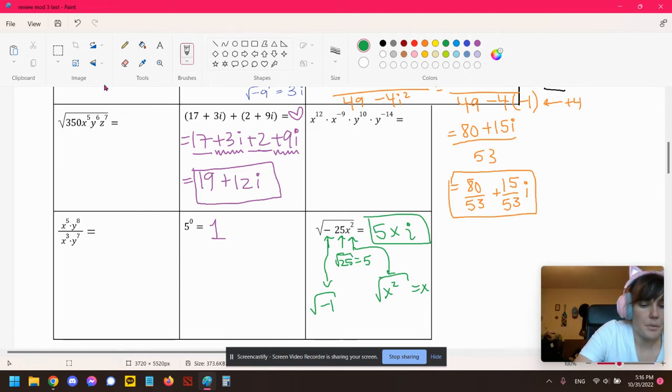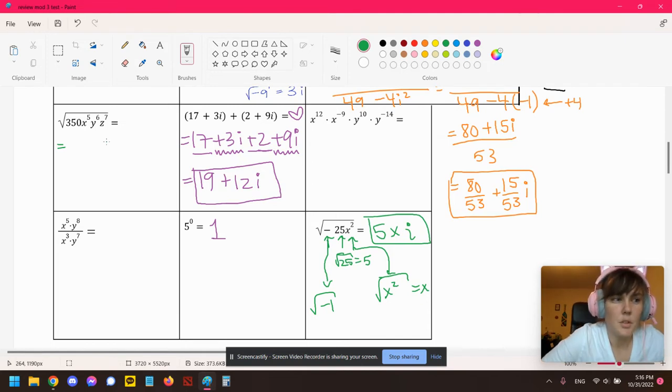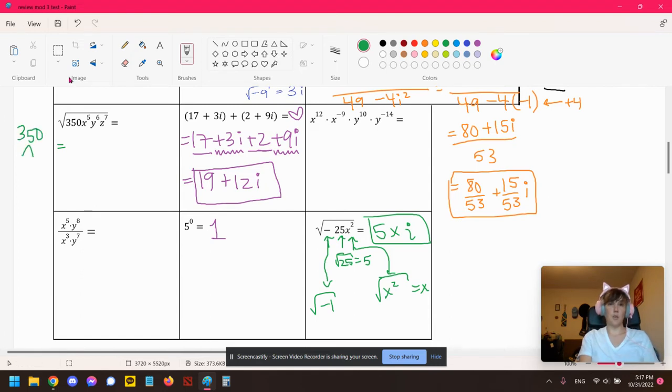Back here, same thing. A little more complicated, so maybe not the exact same thing. I want to think of 350 in terms of like squares, right? I know that there's probably a perfect square that is one of the factors of 350, and I can take the square root of that part and then leave all the leftover stuff that's not a perfect square underneath the root.